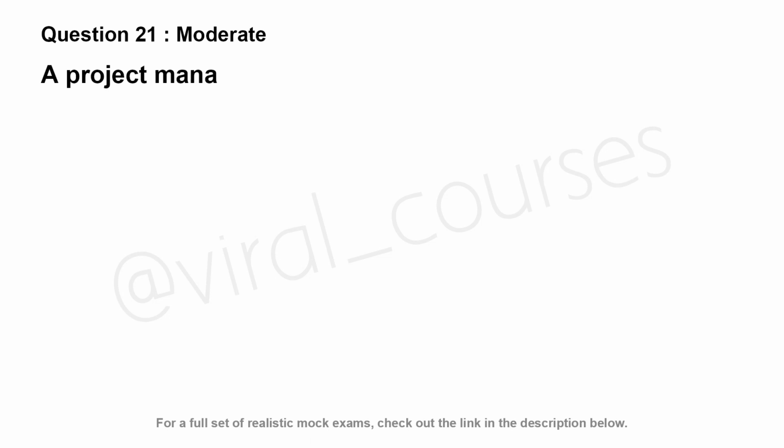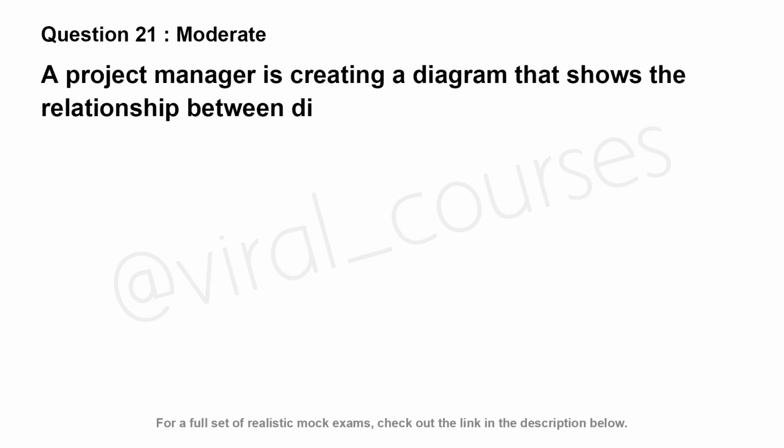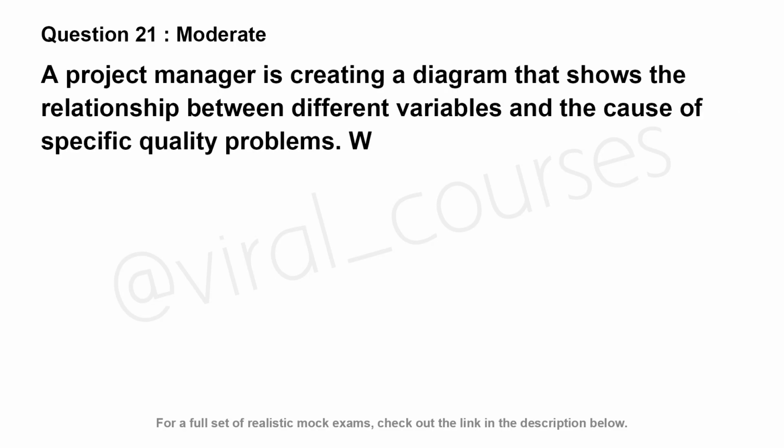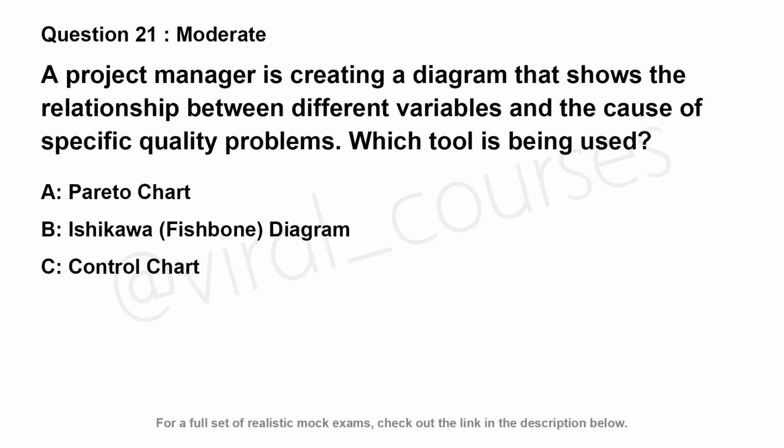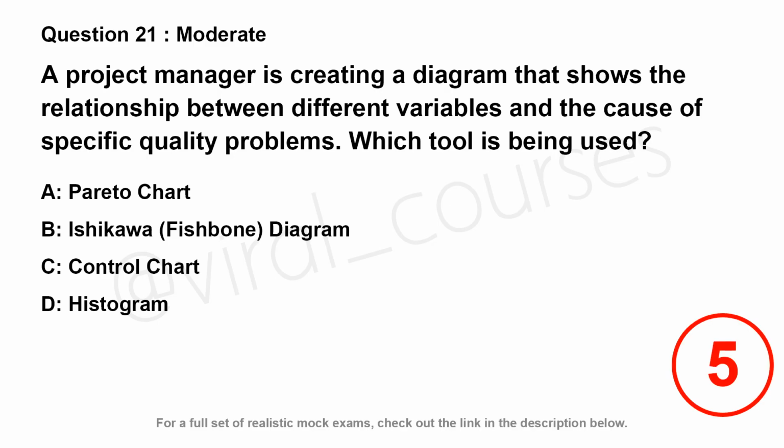A project manager is creating a diagram that shows the relationship between different variables and the cause of specific quality problems. Which tool is being used? Option A. Pareto chart. Option B. Ishikawa fishbone diagram. Option C. Control chart. Option D. Histogram.